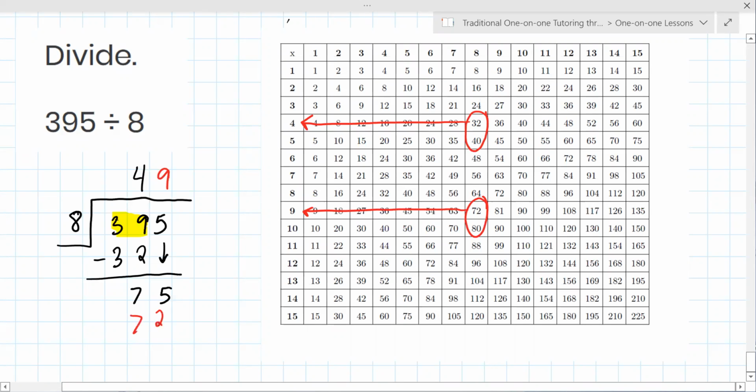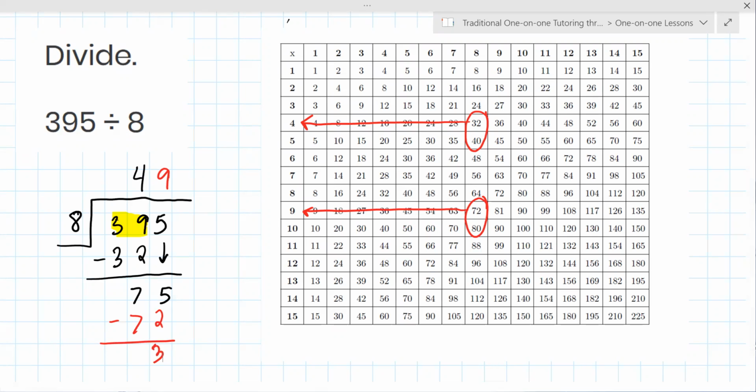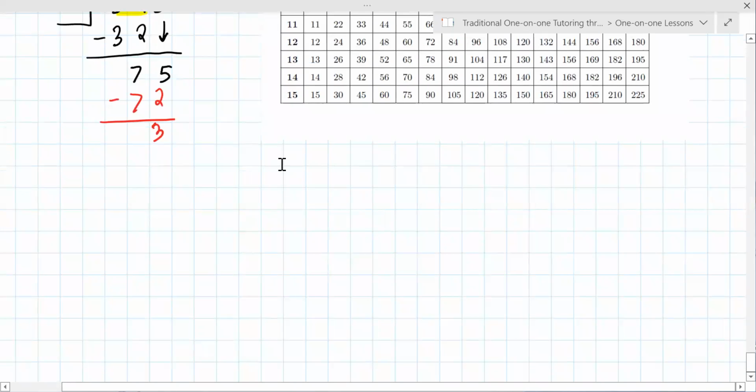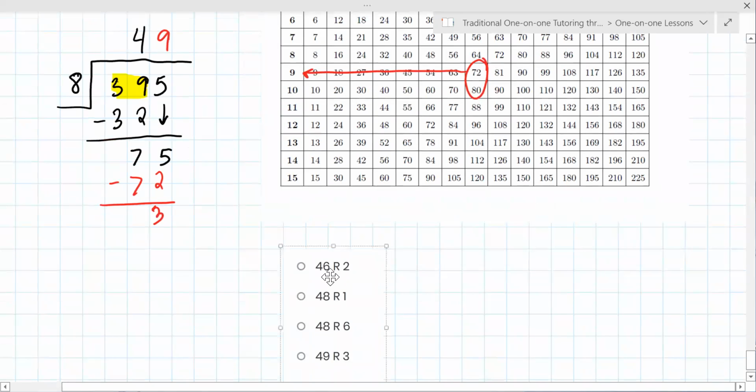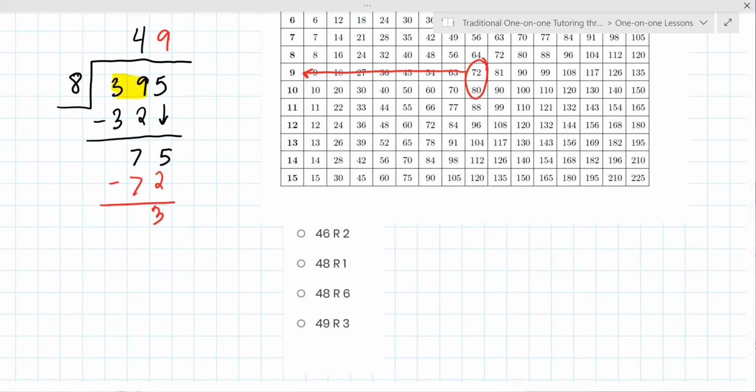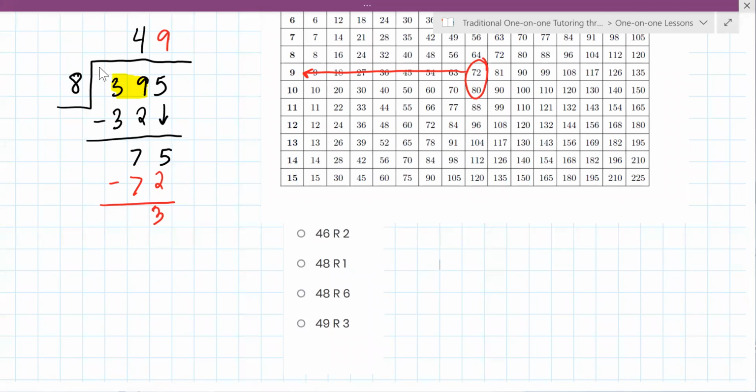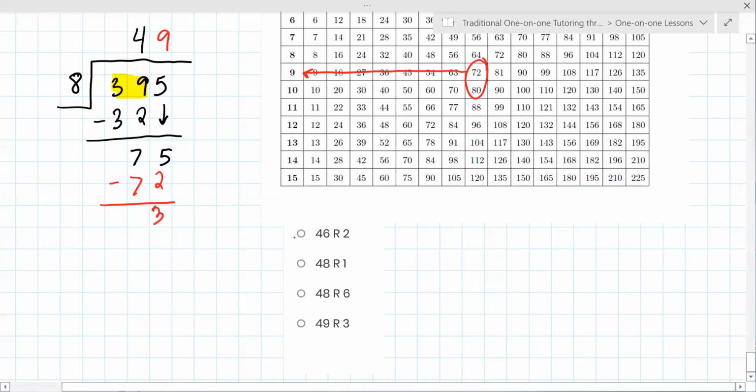9 times 8 is 72. You subtract and get 3. So your remainder is 3. Now, out of these 4 answers here, which is correct? Number 4. Yeah, we would go A, B, C, D. Letter D is correct. Very good.